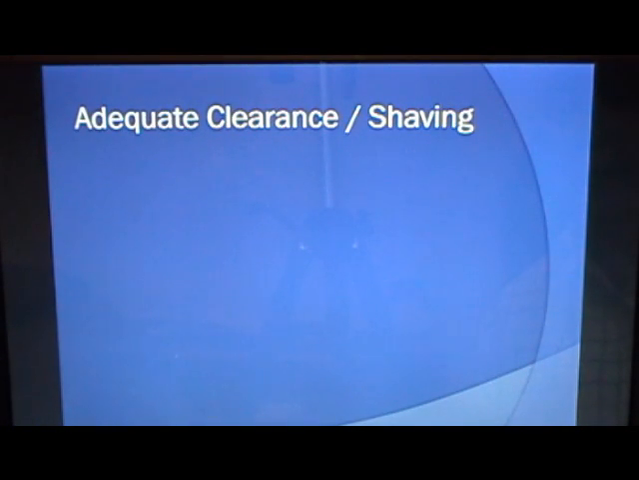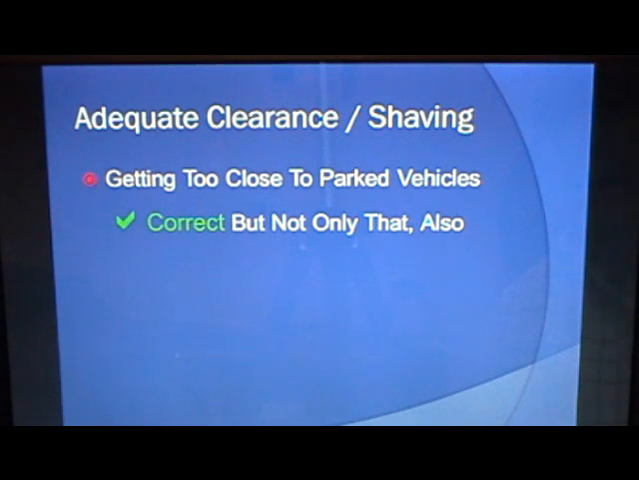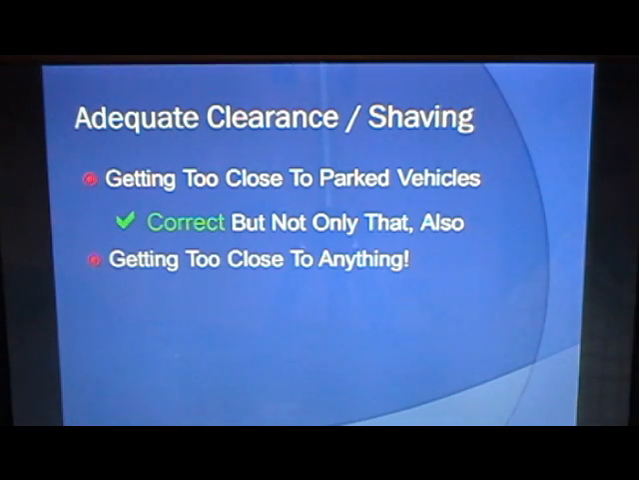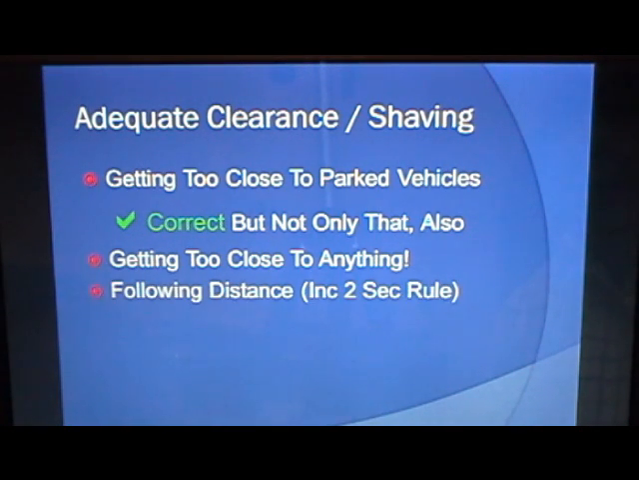Adequate clearance, or shaving. Now, a lot of people think that this is just getting too close to parked cars. It is that, it does include that, but not only that, it's also getting too close to anything. So it could be following distances, and you could be looking at the 2-second rule for following traffic moving at 40 miles an hour or above, or tyres and tarmac if you're in stationary traffic, or any situation where you're too close to anything. It doesn't have to be traffic, it could be a skip again, could be a pedestrian, you know, it could be anything that the driver gets too close to in any situation.